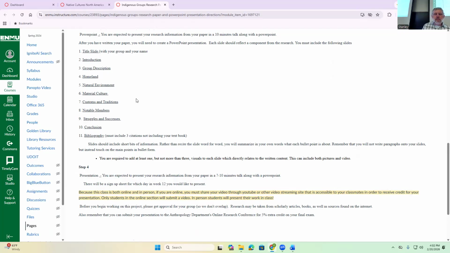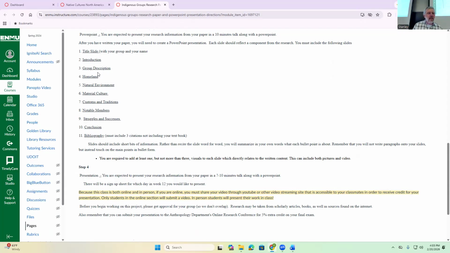When you do this, you want to make sure that this presentation is visually appealing. Don't just put a white background with black text. You are required to have at least 1, if not 2 or 3, but no more than 3 visuals for each slide, which directly relate to the written content.